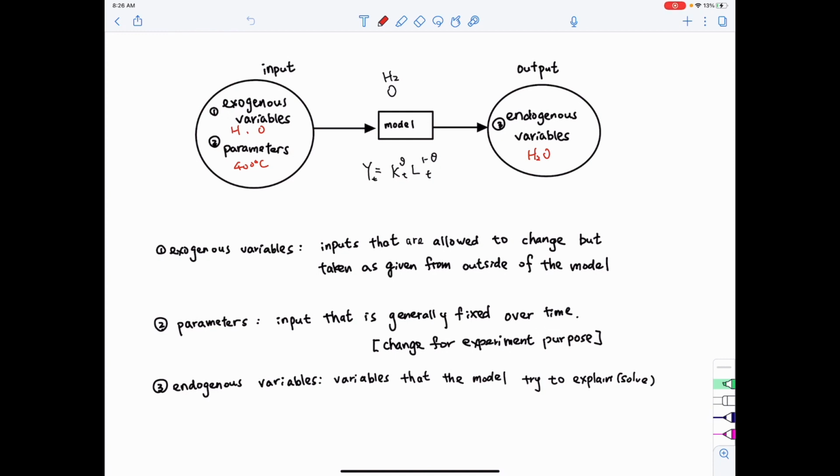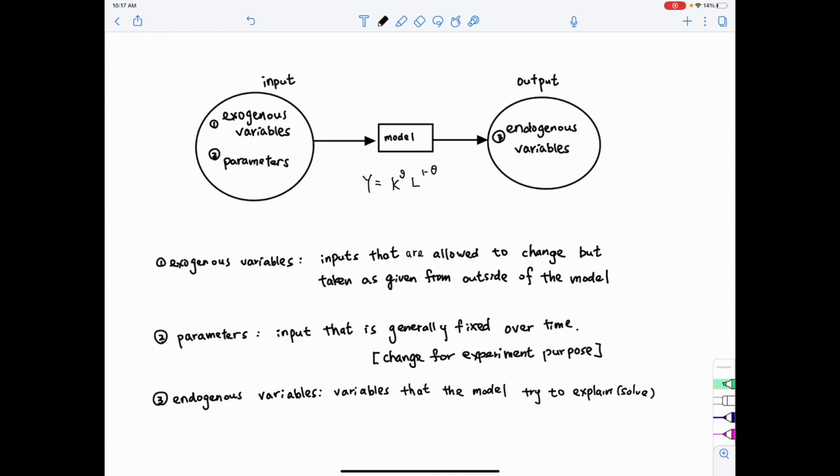The exogenous variables are K and L, that is the amount of the capital and labor that you put into the production process. The parameter is theta because it is fixed over time. So that's an example of an economic model. If you still find it difficult to understand, I would like to give you another example.